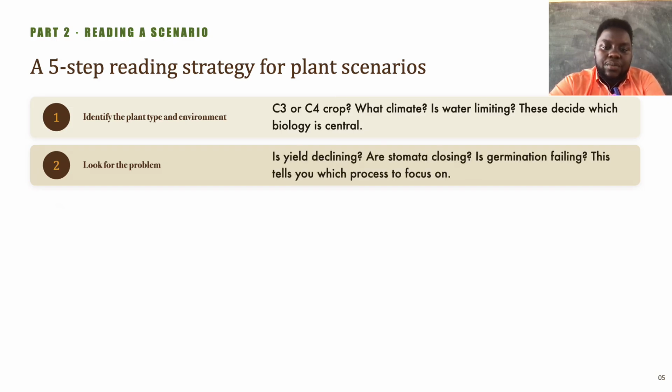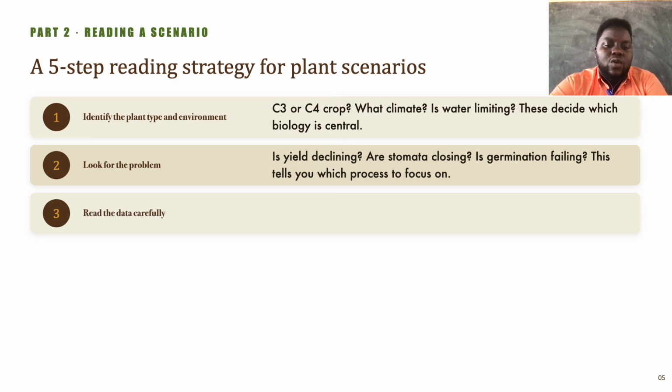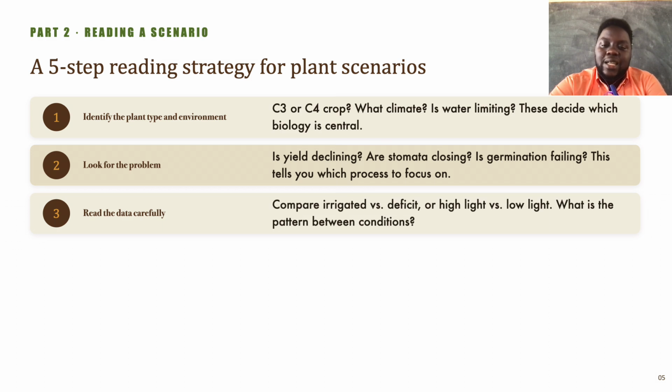The third step is to examine the data that you've been given carefully. Before you even look at the tasks, you need to compare whether we are talking about irrigated versus deficit conditions, or we are looking at conditions of high light intensity or conditions of low light intensity. What is the actual pattern between the 2 conditions? Don't skip to the questions and then scan the data for the answer. No. Always read the data first alone on its own terms and ask yourself, what is the data telling me?